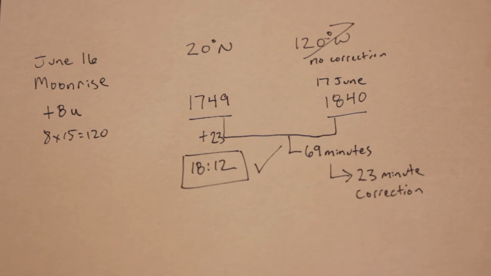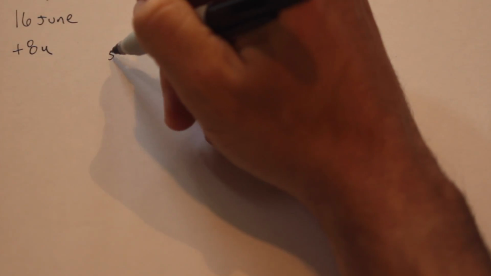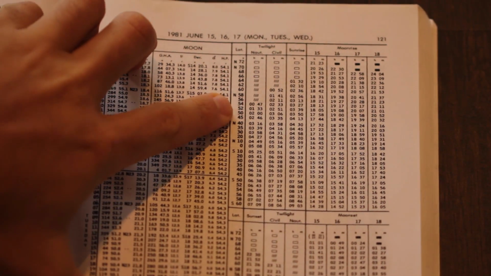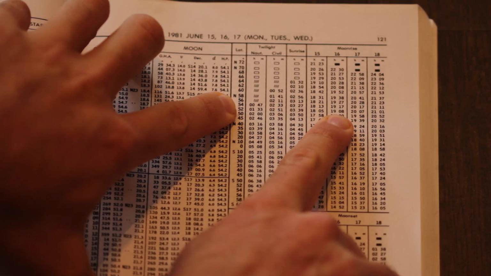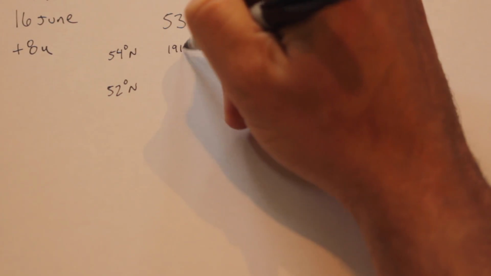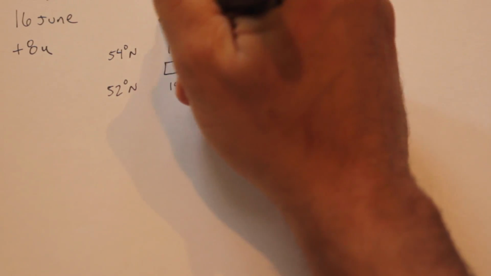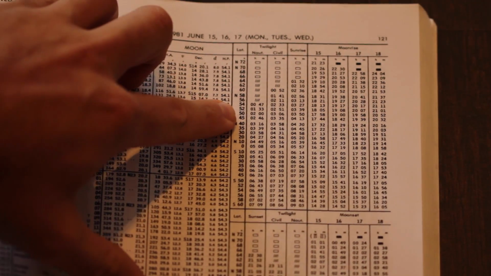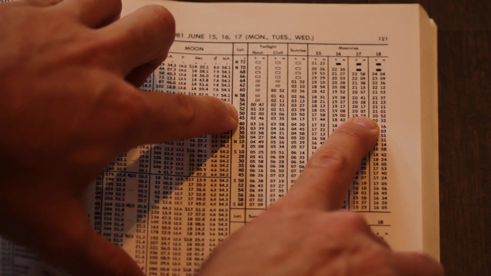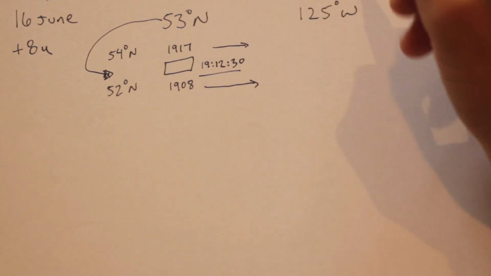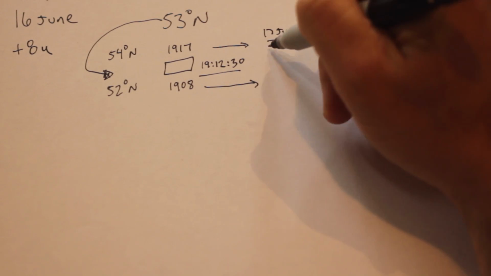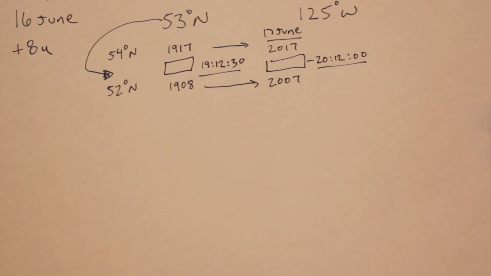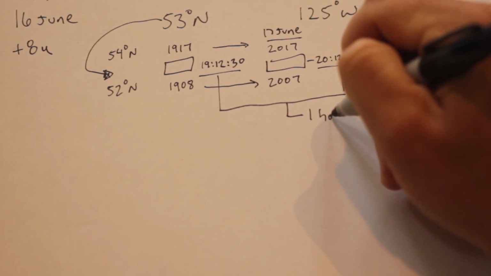Let's try a more difficult moon problem for the given position. First, we'll correct for latitude, either using Table 1 or mental interpolation. In this case, the latitude corrected value is 19 hours, 12 minutes, and 30 seconds. But don't forget, for the moon, we need the neighboring day as well. In the Western Hemisphere, it's the following day, so we need to repeat the calculation for the 17th of June as well. The latitude corrected time for the 17th is 20 hours and 12 minutes, so the time difference between the 2 days is 1 hour and 30 seconds.